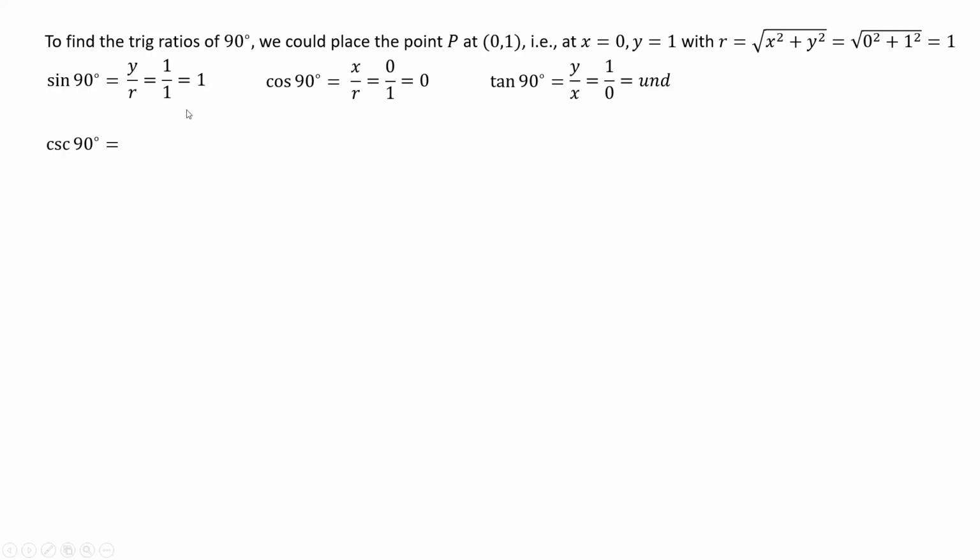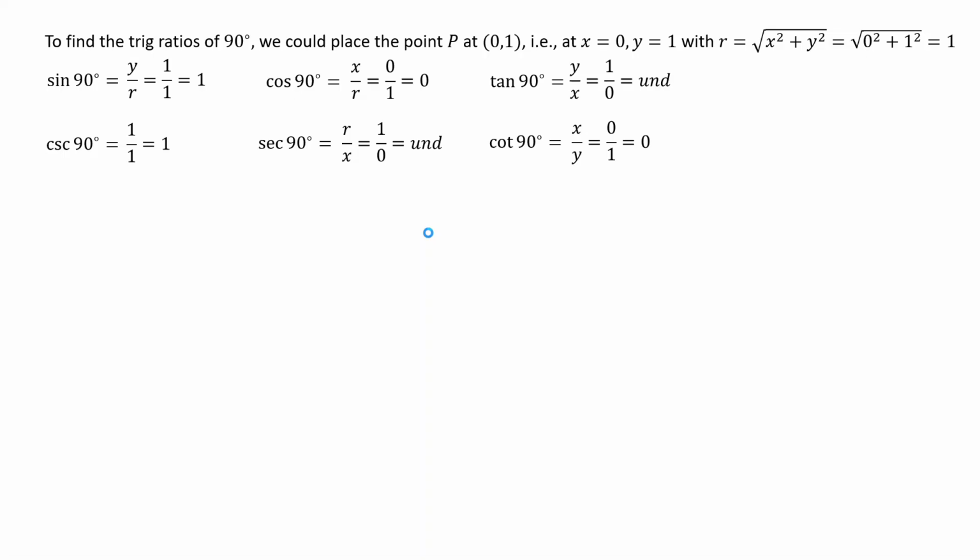Cosecant of 90 is r over y. 1 over 1 is 1. Secant of 90 degrees, r over x, which is undefined, 1 over 0. And cotangent of 90 degrees is x over y, that is 0 over 1, and that's 0. 0 divided by 1 is 0. Would you agree with that? Yep, it is.